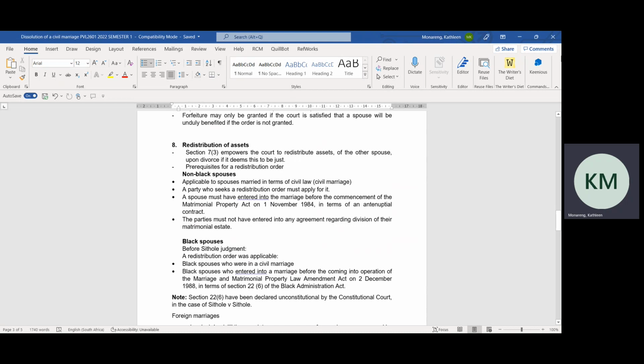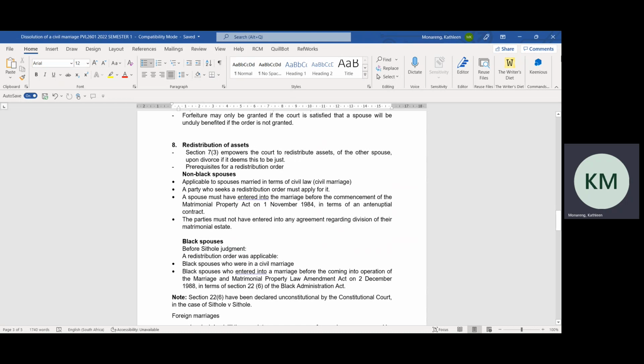Now, the Constitutional Court, in the case of Sithole versus Sithole, has declared this provision unconstitutional, and all these marriages which were entered into in terms of this section are now automatically in community of property. Basically, this means that all marriages the spouses had entered into before 2 December 1988, which were declared to be automatically out of community of property, are now automatically in community of property.